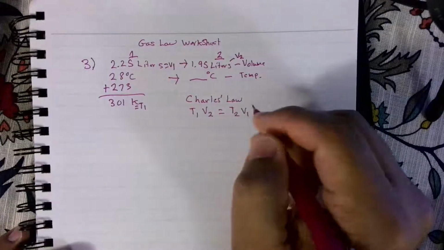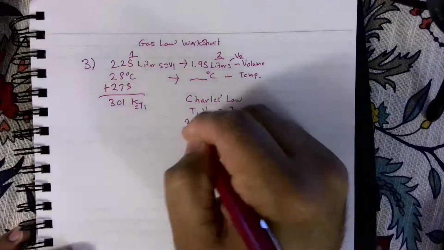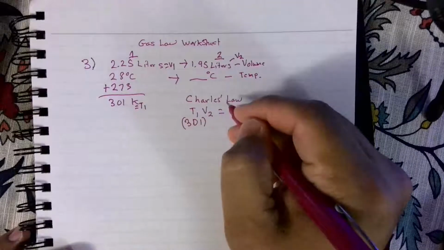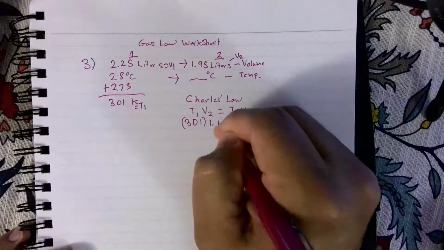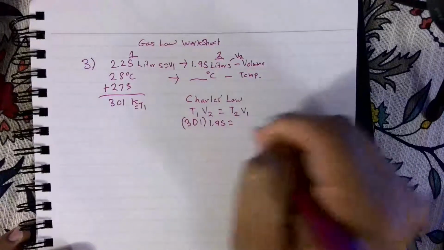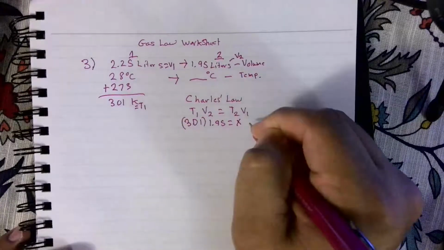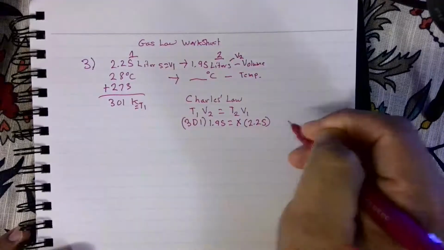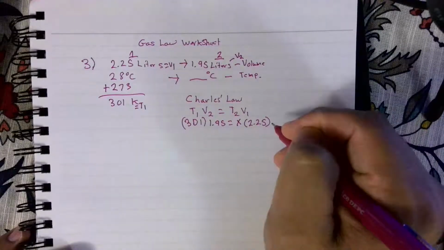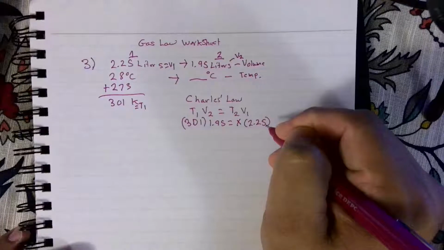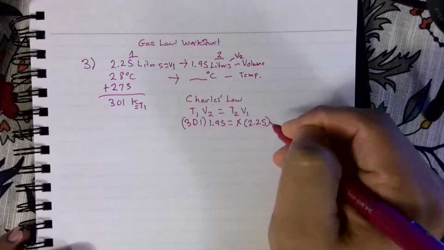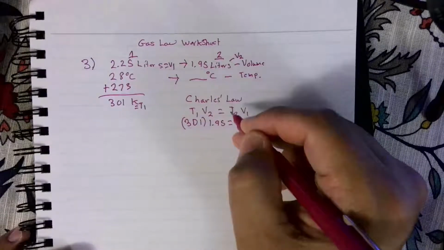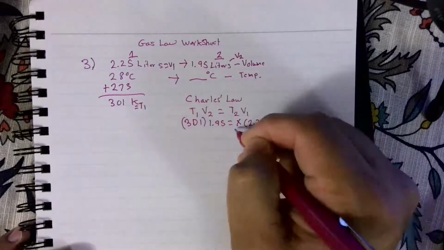So we can put the rest of the numbers in. So temperature 1, we'll put 301 times volume 2, which is already in liters, so we don't need conversion, so we just got 1.95, is equal to temperature 2, which is unknown, so we're going to mark it as an X, times volume 1, which is 2.25. Okay, at this point, guys, it just becomes a solve for X problem, and X is going to be your temperature in Kelvin already done. Okay, now you can do this problem in degrees C first, and then change it to Kelvin at the end, but it's the same. I like to do it already so that when I'm done solving X here, it'll be the answer.